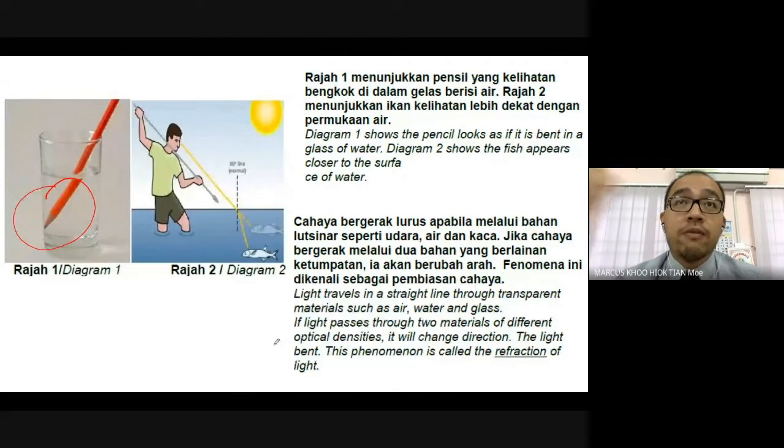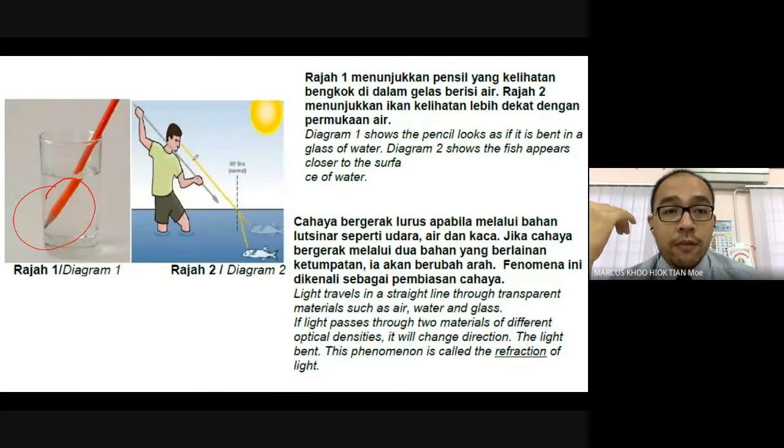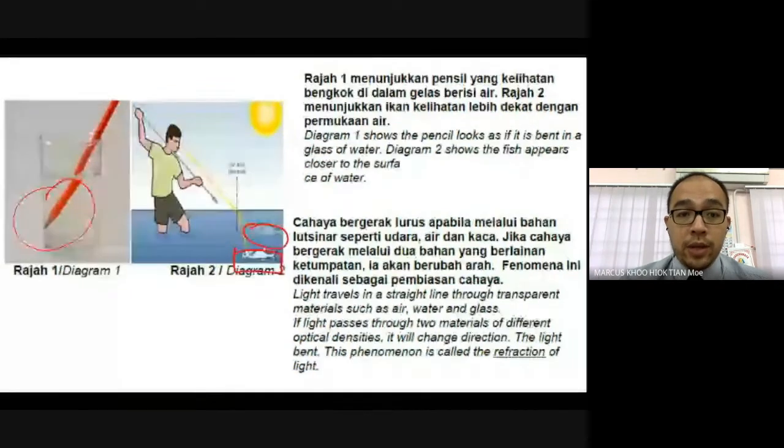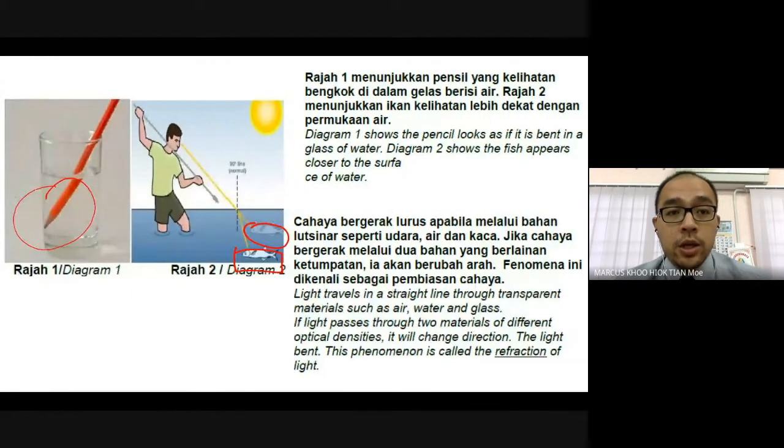How does refraction work? So that when we see the fish, actually we see it here, but actually the fish is over here. So why does this happen this way? That is what we're going to look at today. All right, so light travels in a straight line through transparent materials such as air, water, and glass.